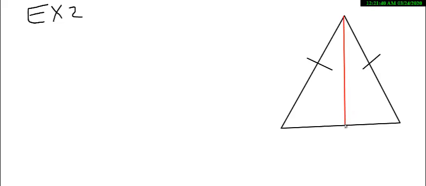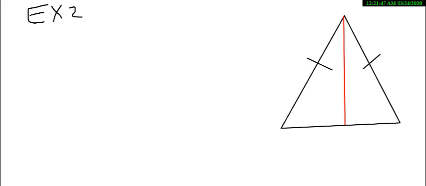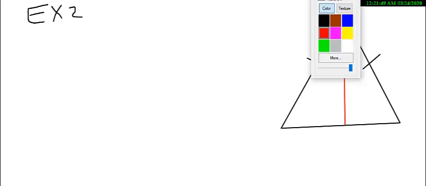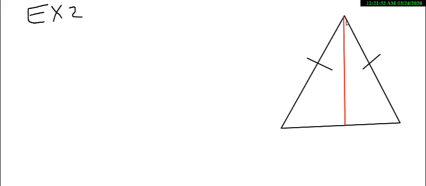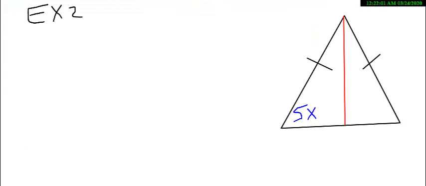I'm going to use the given information: the left-hand side angle is 5x. So I'm going to write down 5x here, and the other angle will be 3x plus 28. How can we solve for x here?